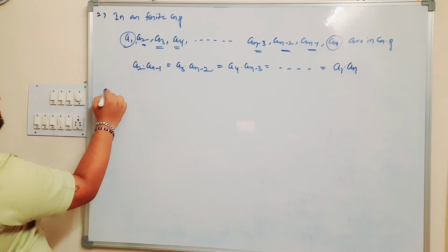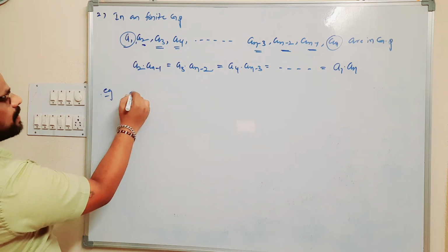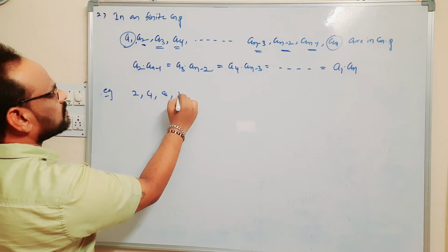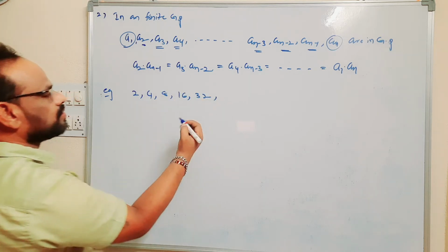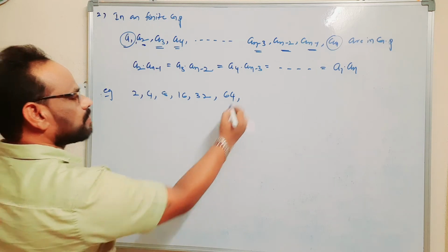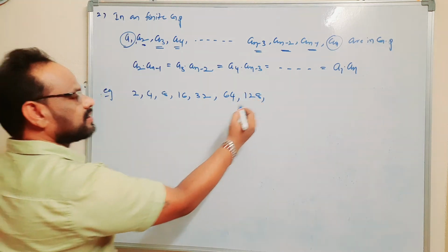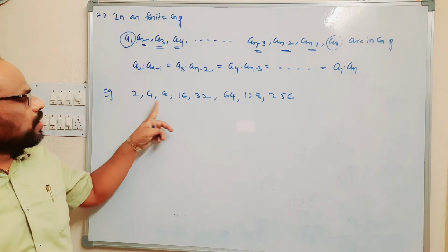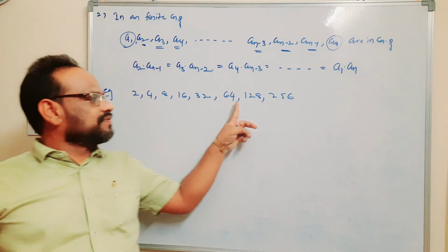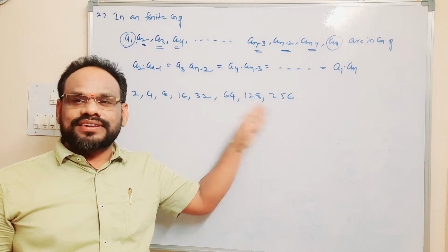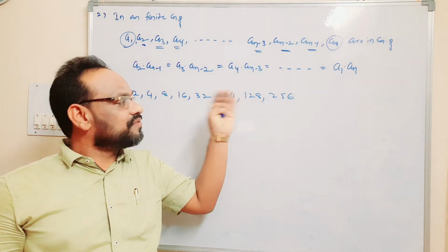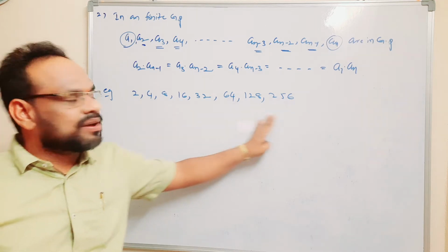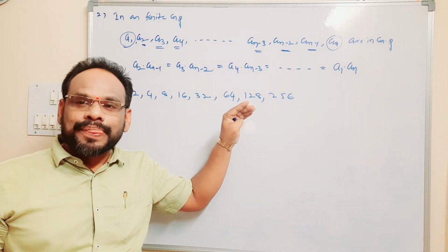Observe here one example. Take one GP, that is 2, 4, 8, 16, 32, 64, 128 and 256. Clearly it is in GP and it is a finite GP. That means it has a finite number of terms. So this is a finite GP.